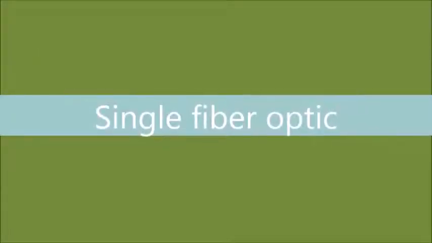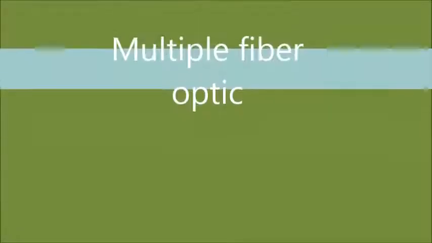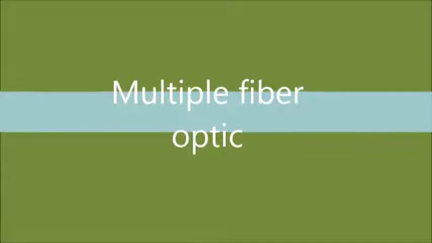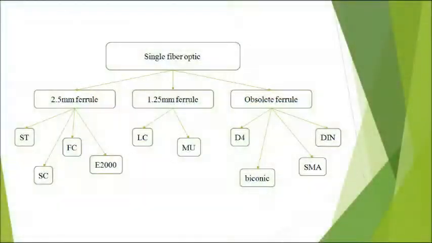There are two types of fiber optic connector. First type is single fiber optic. It holds one or two fibers only. Second type of fiber optic connector is multiple fiber optic. It holds 2 until 72 fibers only. For single fiber optic, it can be divided into three parts. First part is 2.5 mm ferrule. Second part is 1.25 mm ferrule, and the third part is the obsolete in 2.5 mm ferrule.